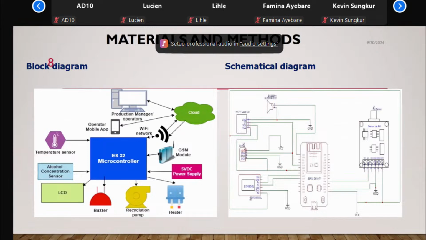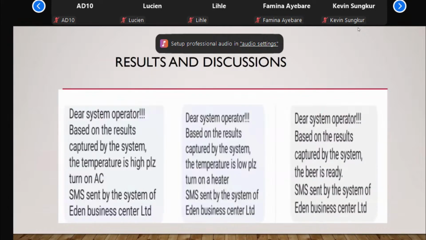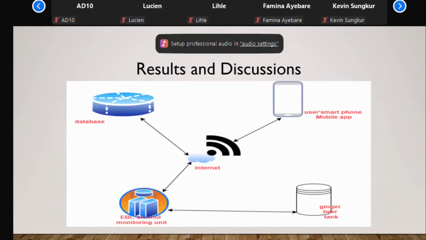This is the block diagram, showing how the components are integrated together to the main controllers, as you can see here, and also the schematic diagram, showing how they are connected together. This is the proposed solution, which is composed of the monitoring unit with some sensors and actuators. Sensors will collect data and send it to microcontrollers. The data will be accessed by the user from the server and be stored in the database.